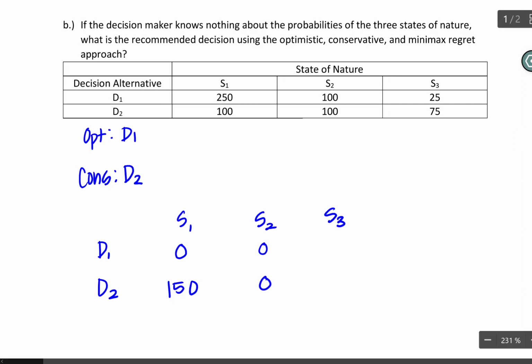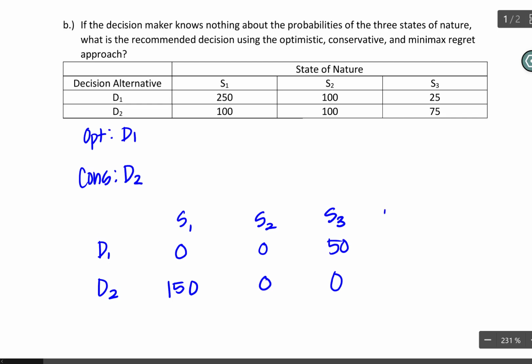State of nature 3, the best outcome would be decision 2, 75. However, if we chose decision 1 and we only got 25, but we could have gotten 75, we missed out on 50. Now, if we did choose decision 2 and we got 75 and the max we could get is 75, then we missed out on 0.